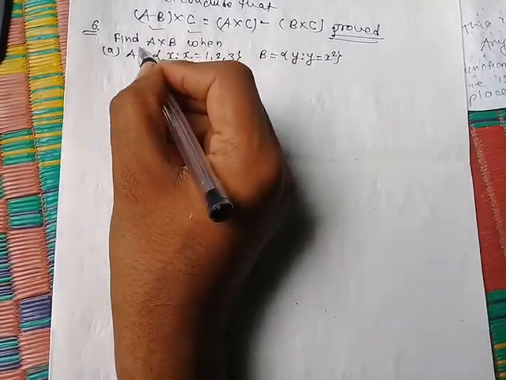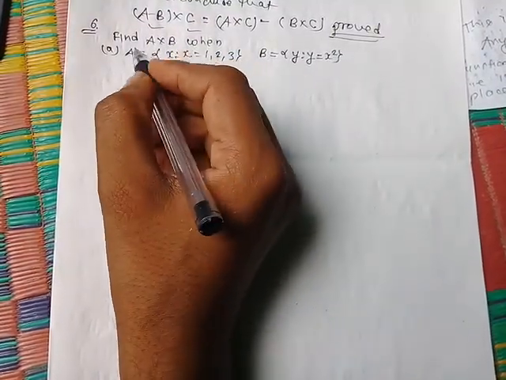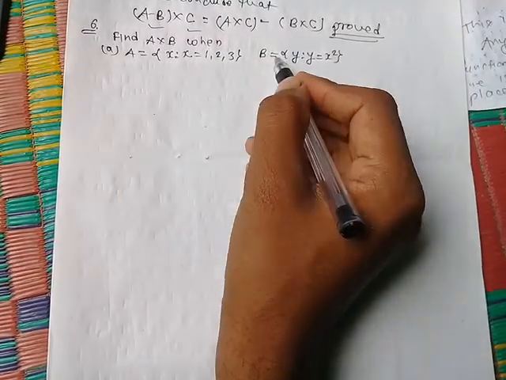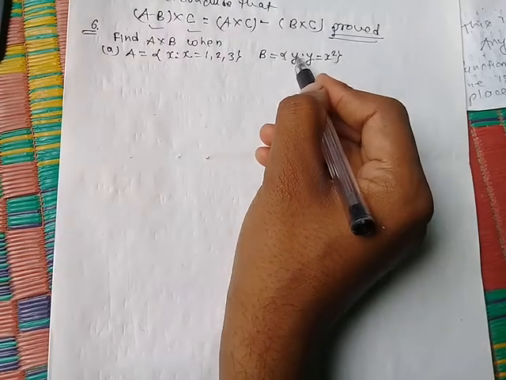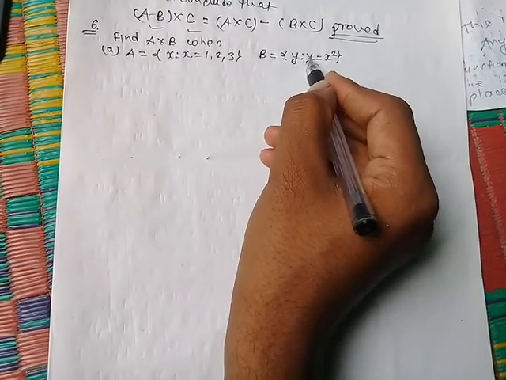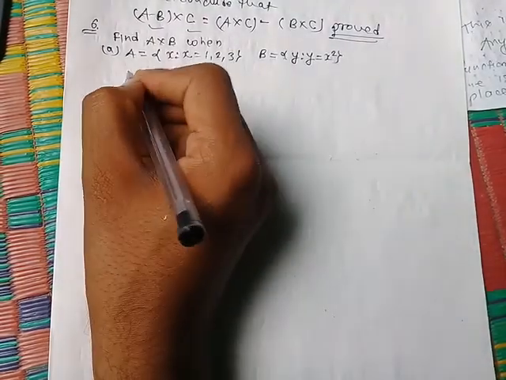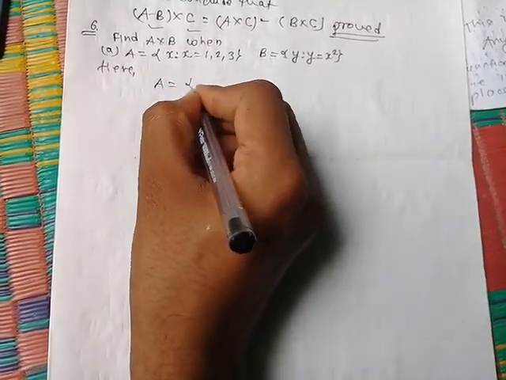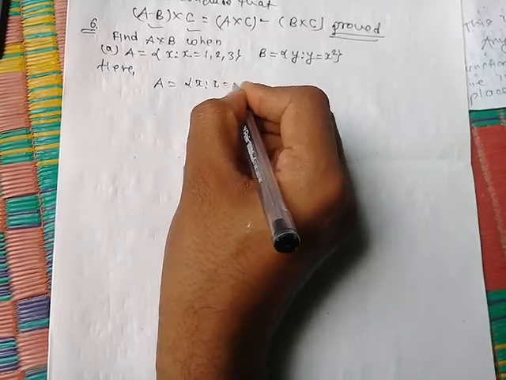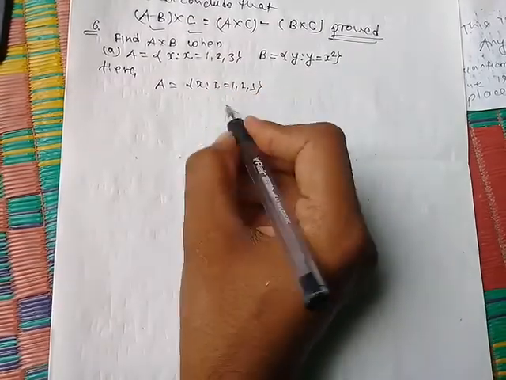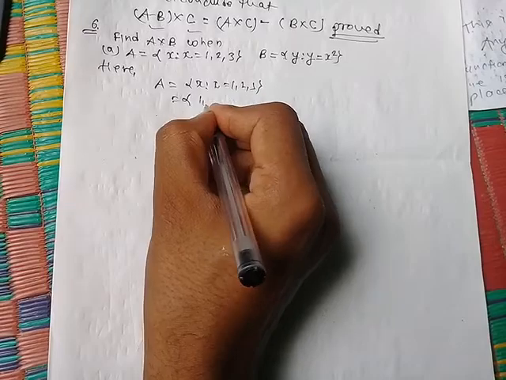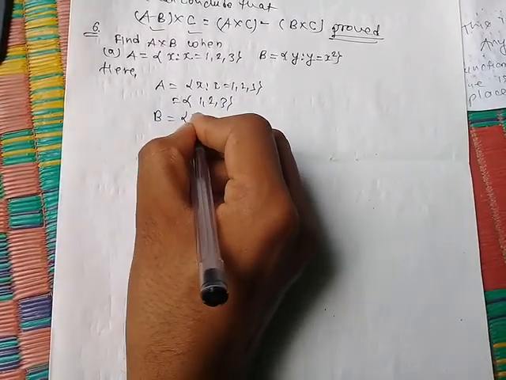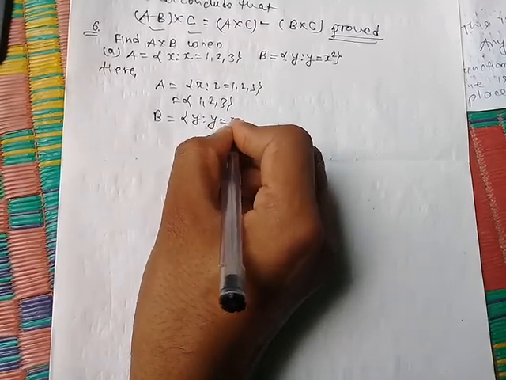Going to another example. Find A Cartesian B, where A is x such that x is equal to 1, 2, 3, and B is y such that y is x square. So here A is x such that x is equal to 1, 2, 3, and this represents 1, 2, 3. Again B, what is B? B is y such that y is x square.